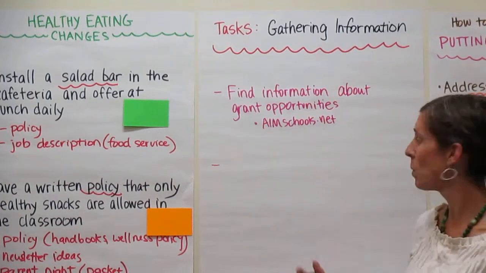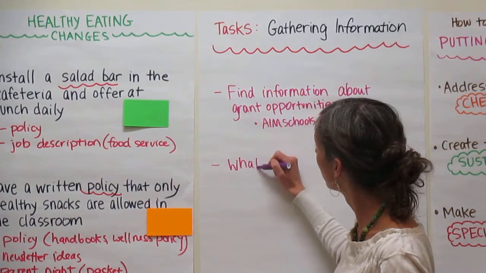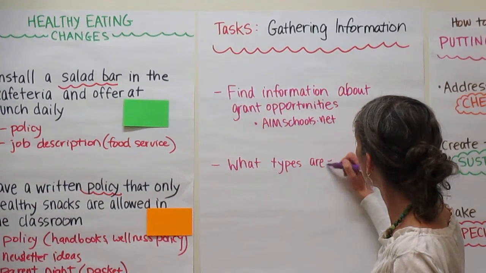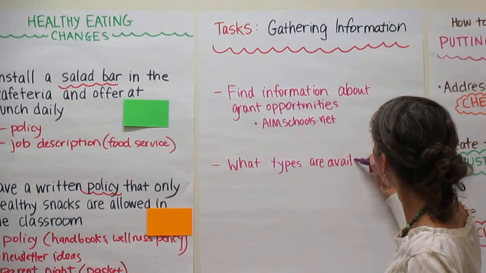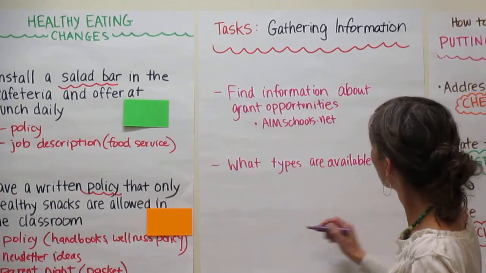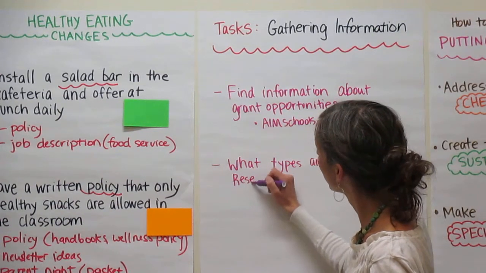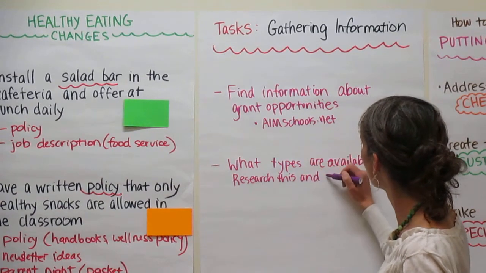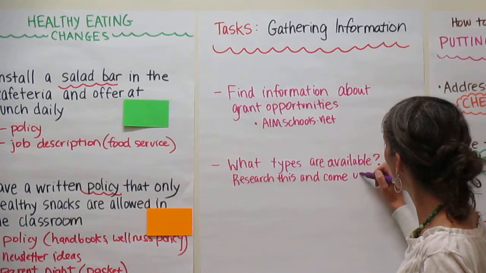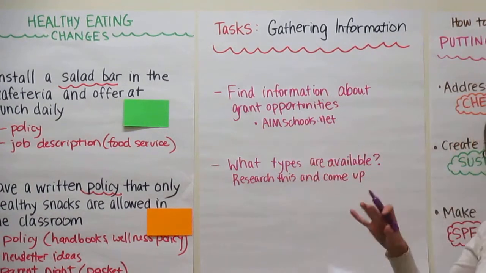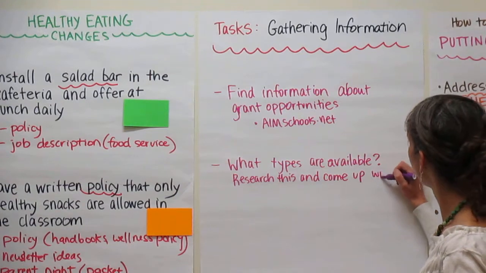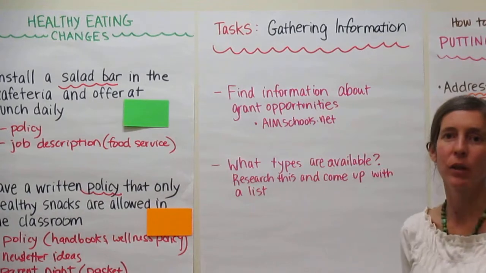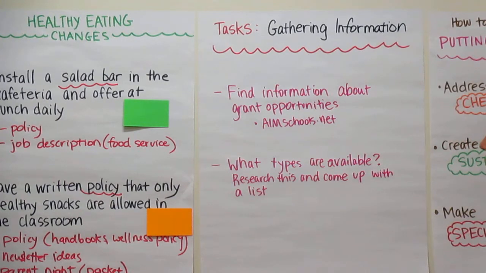Sure, like what types are available? Exactly. So research this and come up with a list. Yeah, that will probably help when you figure out how you're going to fund it, and it'd probably be good to have a variety of options depending on what your funding ends up looking like.